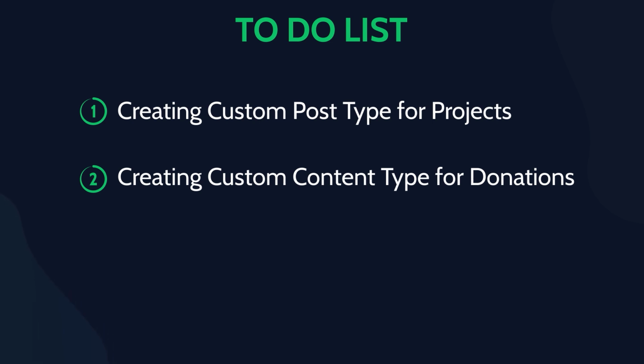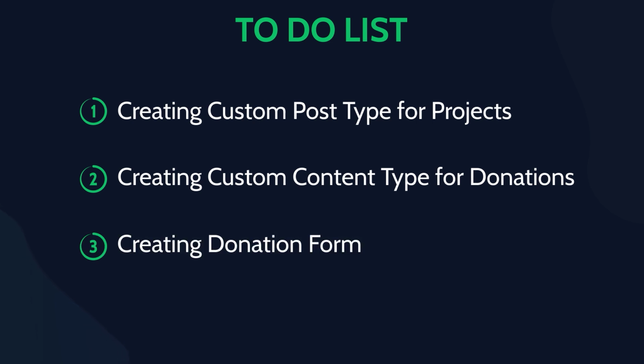And since there will be a lot of such info records, CPT would not be a good solution in this case. That is why creating a custom content type for donations would be our second step. Third, we need to create a donation form so that first of all people could donate money to support charity projects, and second, record this info as a new item in the donations CCT after successful form submission. These are 3 starting steps of the website that are going to be done 100% on the back end.